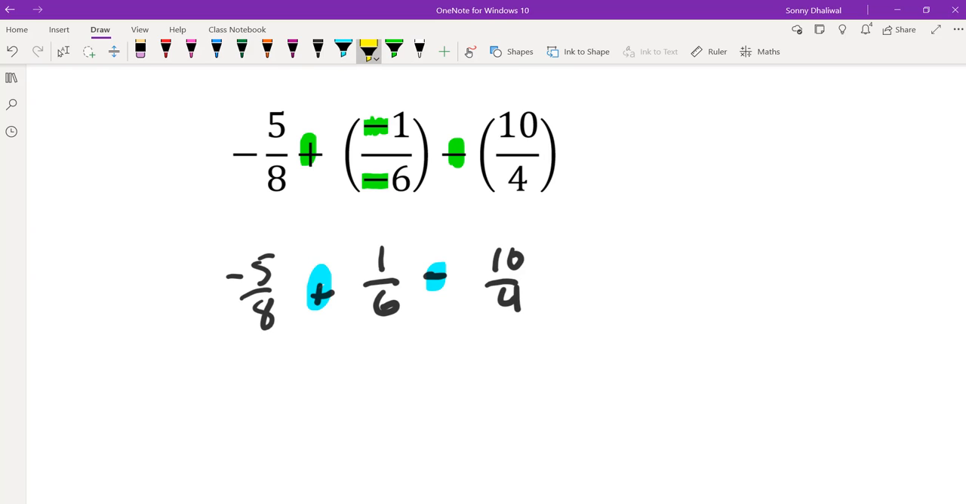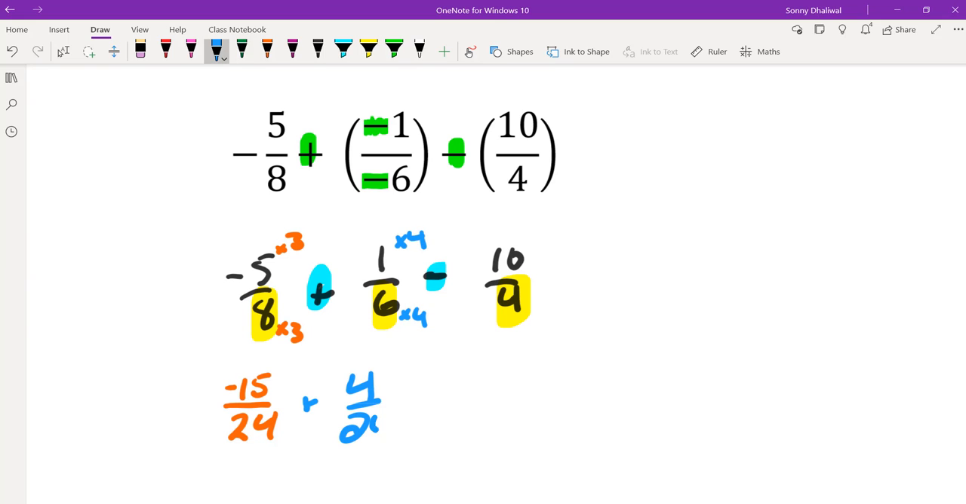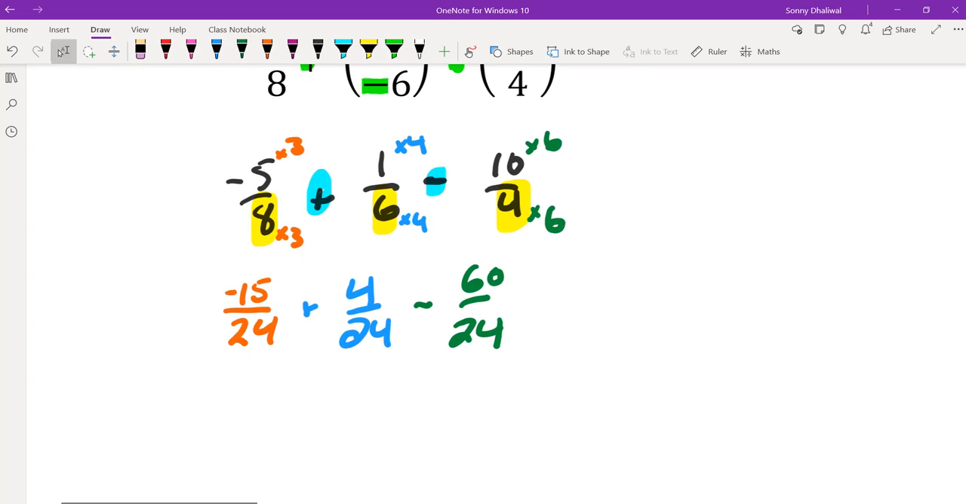So looking at all our denominators, 8, 6, and 4, they can all equal 24, right? So the first one, we can multiply 8 times 3, top and bottom, to make 24. And I'll move the negative to the numerator here, over 24. The second one, we can multiply by 4 to make 24. So 4/24. You all good there? 60/24. Okay, and a little equals.